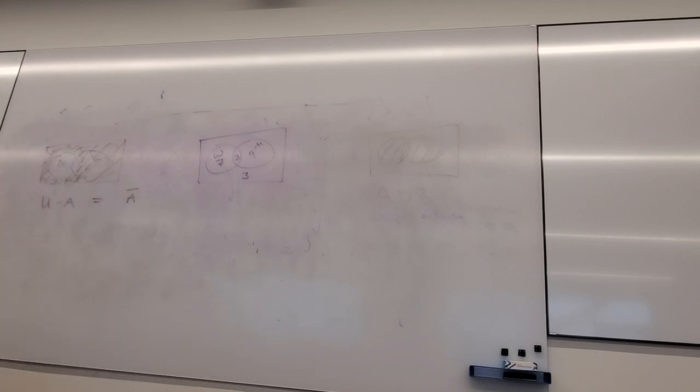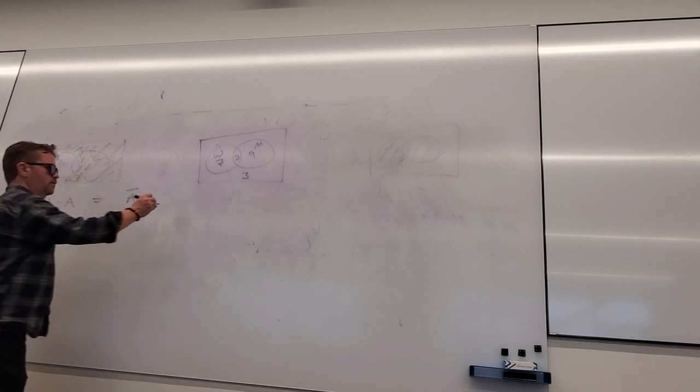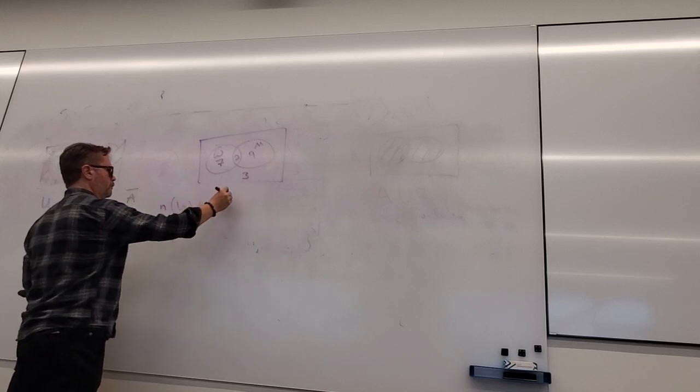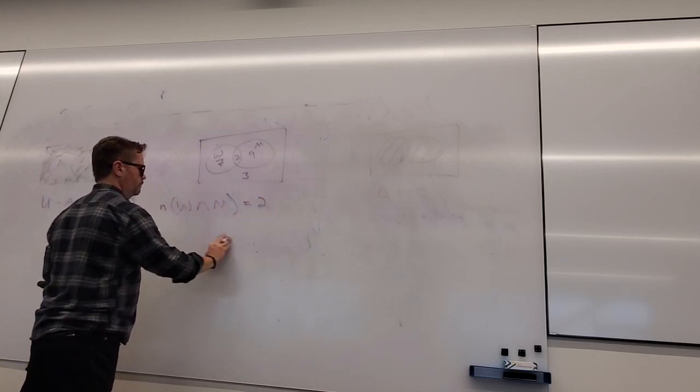Those are number of people. So let me ask you this first question. How many people like both watermelons and mangoes in this group? Two people. So watermelons and mangoes, the number in that group is 2.